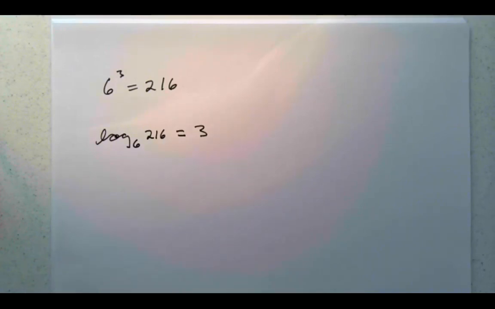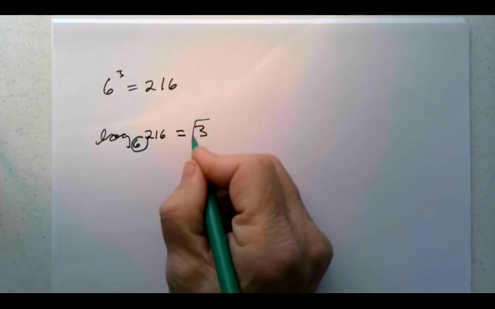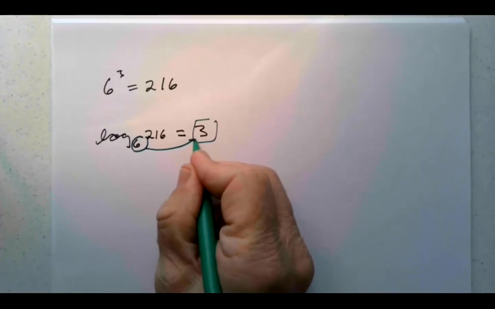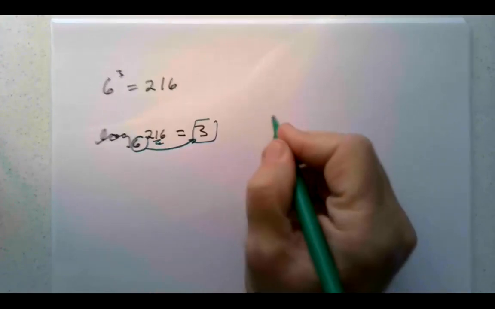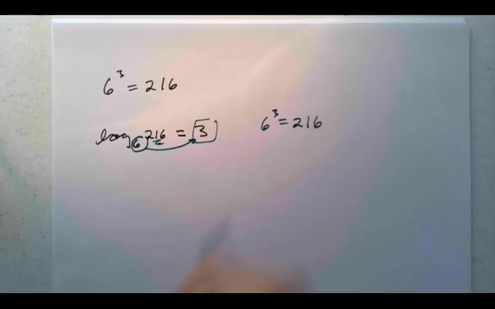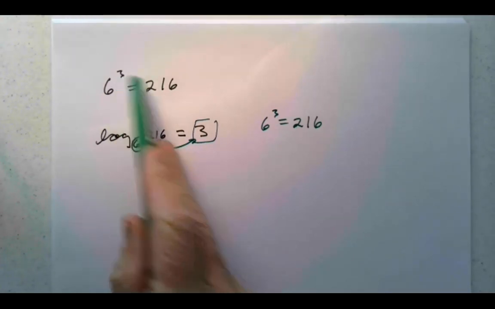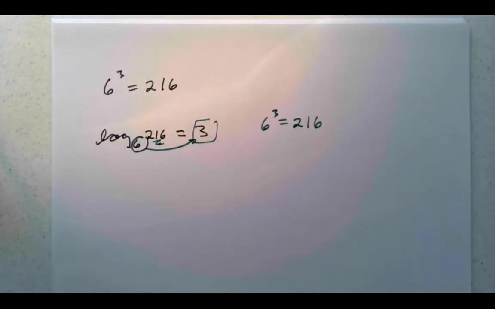That's your other number, 216. So the way that I encourage students to remember this is to circle the base, 6 to the exponent, 6 to the third equals 216. But that's our process. The base of the exponent is the base of the log, and the exponent is on the right side. That's what you want to keep in mind.